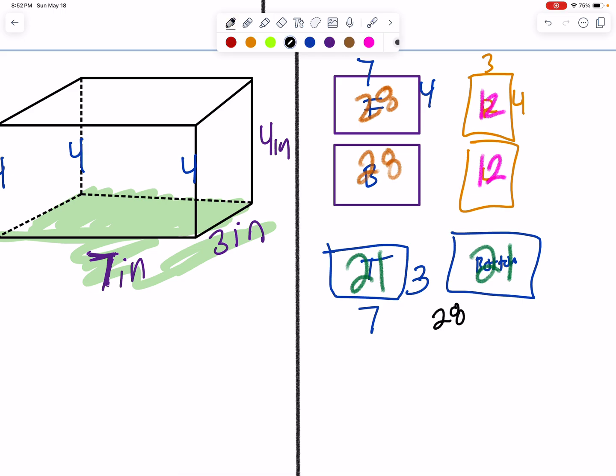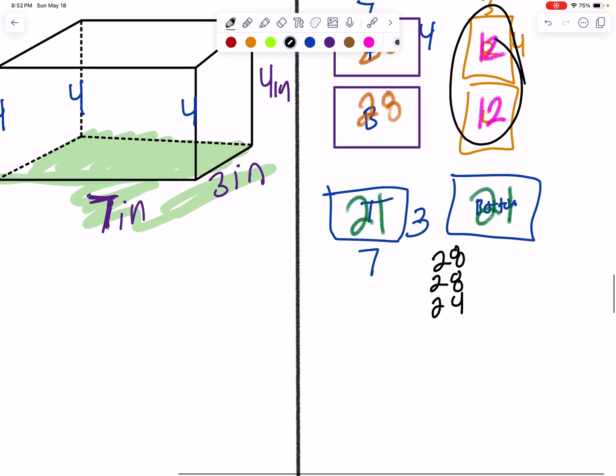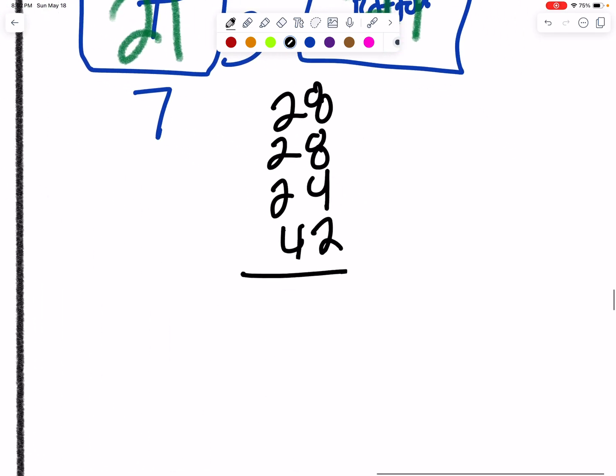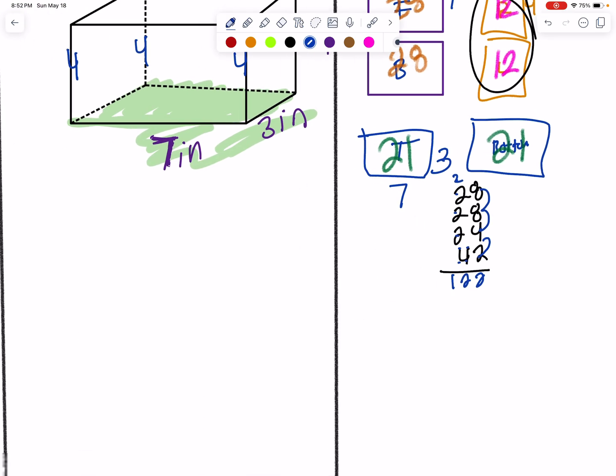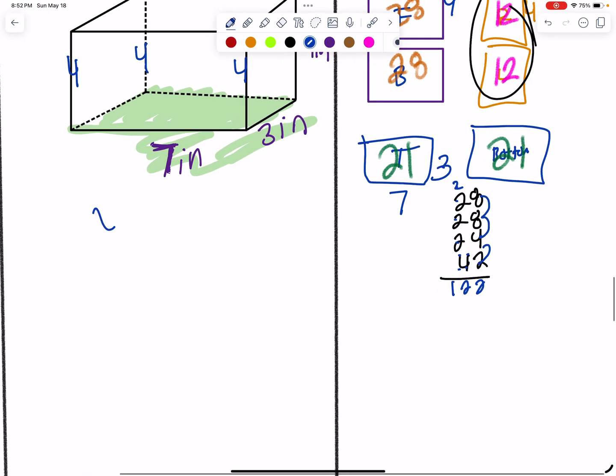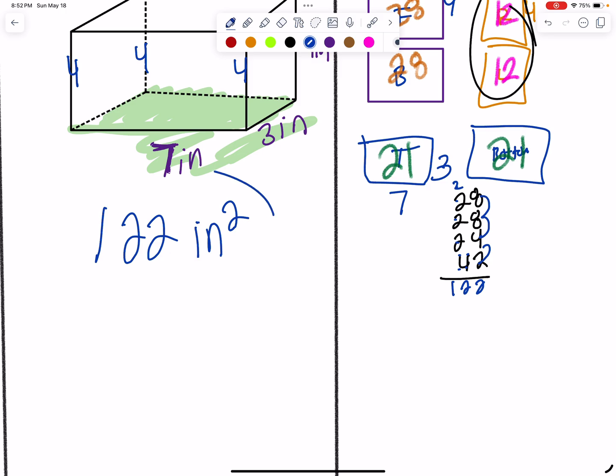28 plus 28. And I knew this is 24. And 21 plus 21 is 42. And then I just add them together. 16, 17, 18, 19, 22. 2, 4, 6, 8, 9, 10, 11, 12. So the surface area, or how much wrapping paper I need for this one, is 122 square inches.